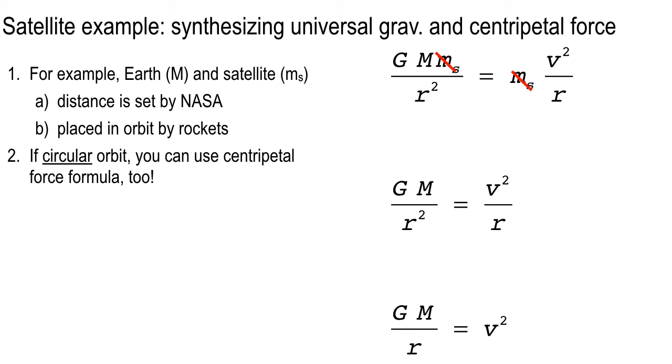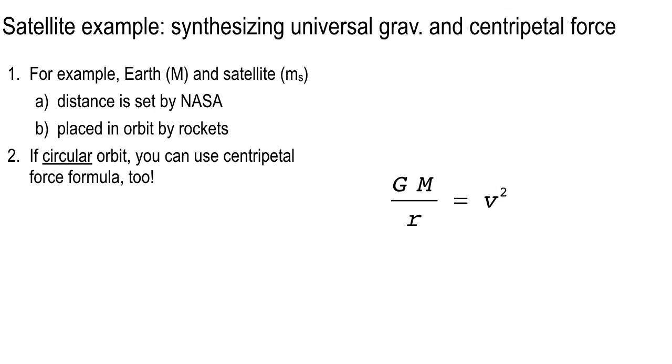So if you do a little bit of cleanup again, you get the r's. Get this r on the right and multiply it to the top of the left and then cancel. Now you just have one power of r in the denominator, and your formula is even simpler. Capital G, capital M over r equals v squared.